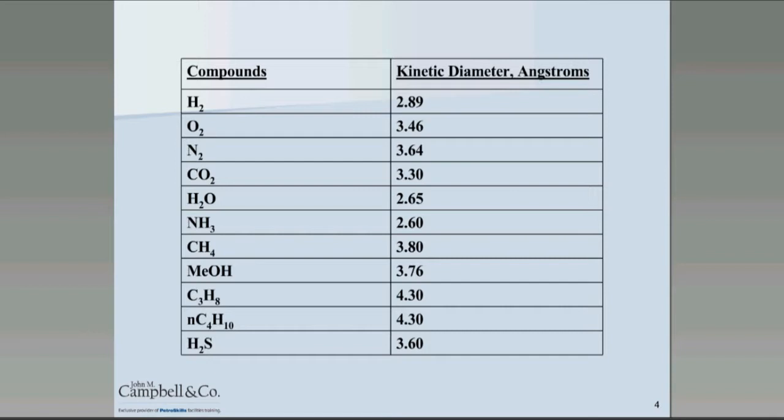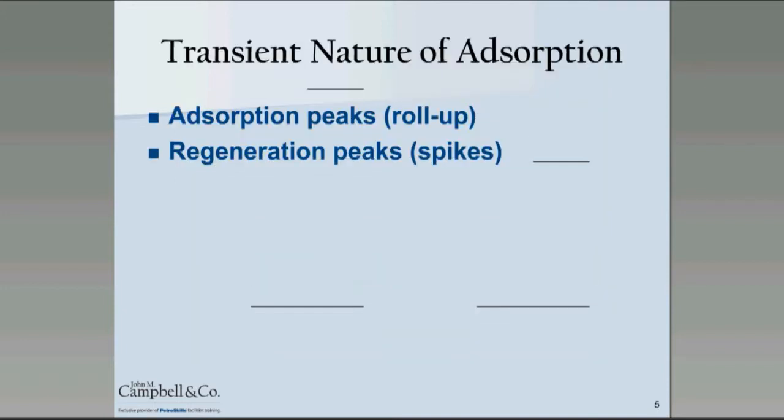One other point to remember is that the higher the partial pressure, the more strongly the molecule is held, up to a point. So we can see, if you have a type 4A molecular sieve, that anything less than 4 angstroms will be admitted into the pores of the molecular sieve. That means carbon dioxide, water, ammonia, methane, and methanol will all go into the pores of a molecular sieve, whereas propane will be excluded from a type 4A molecular sieve. This helps us explain the transient nature of adsorption. Two consequences of the transient nature could be adsorption peaks and or regeneration peaks.